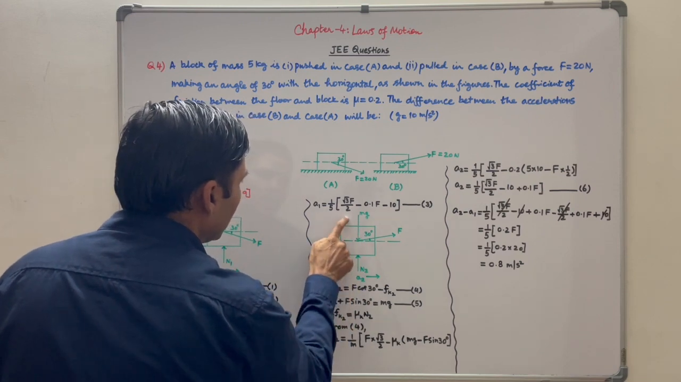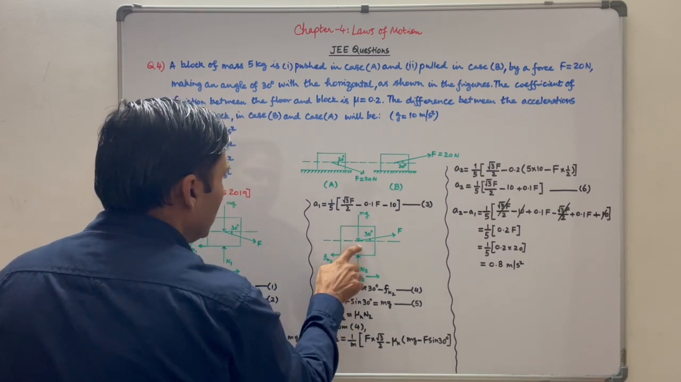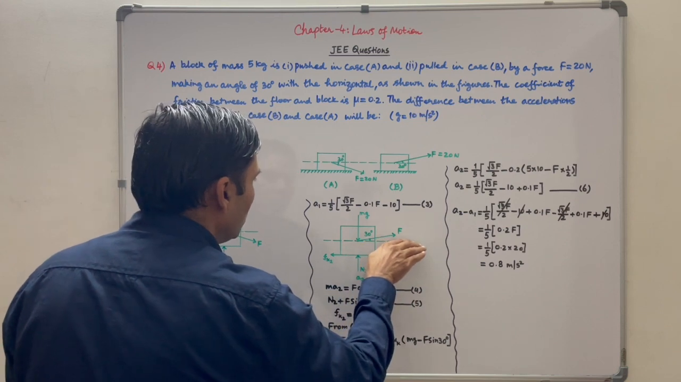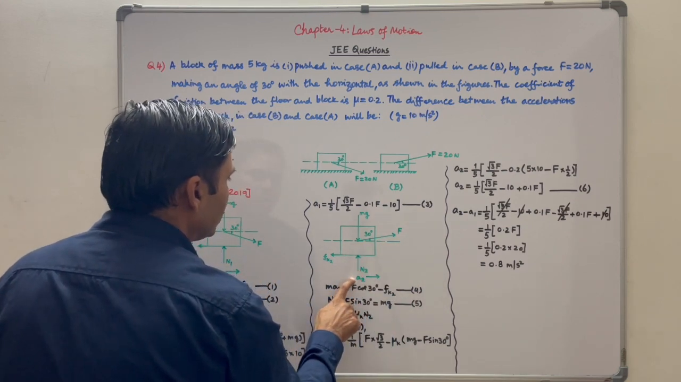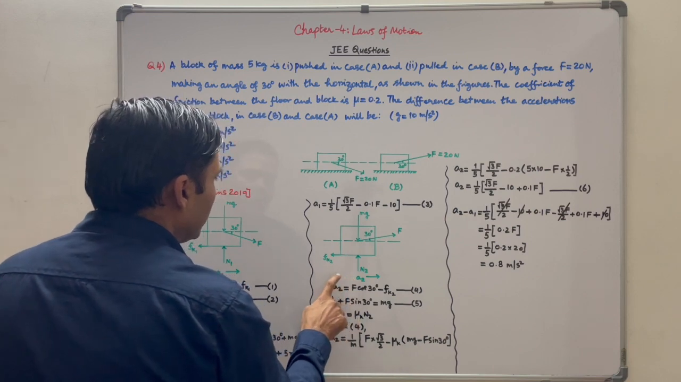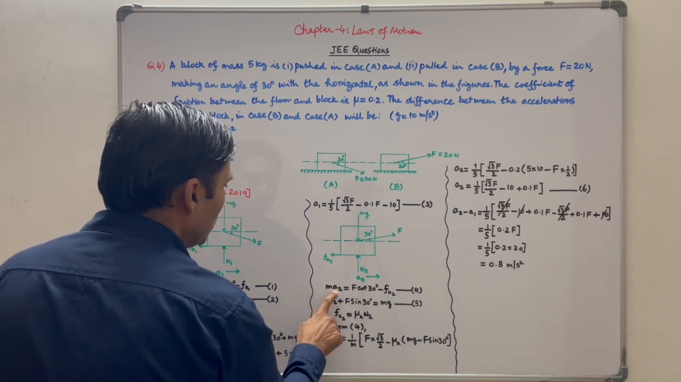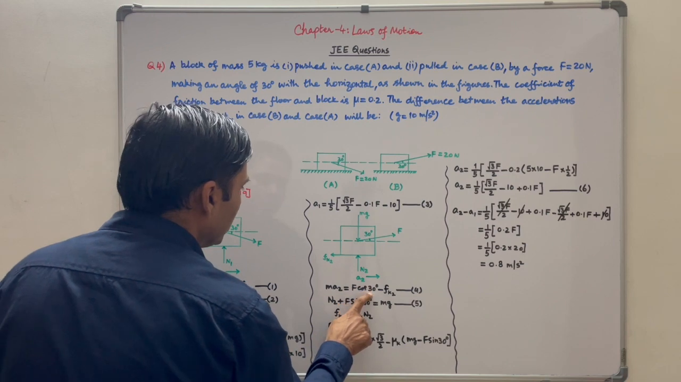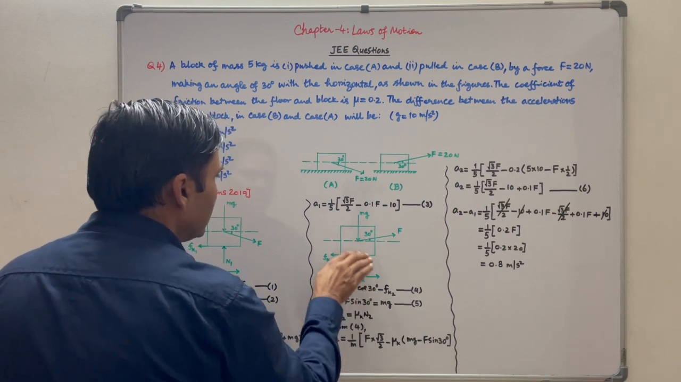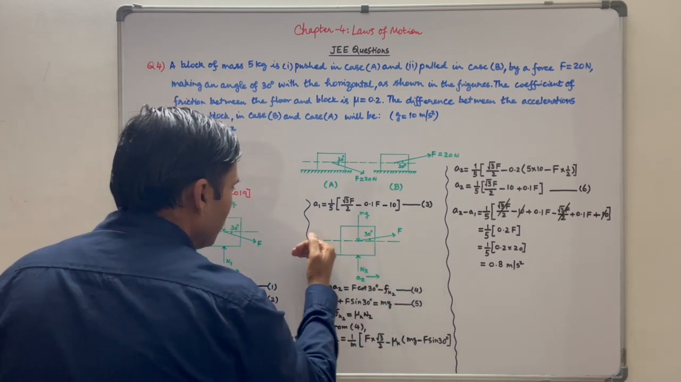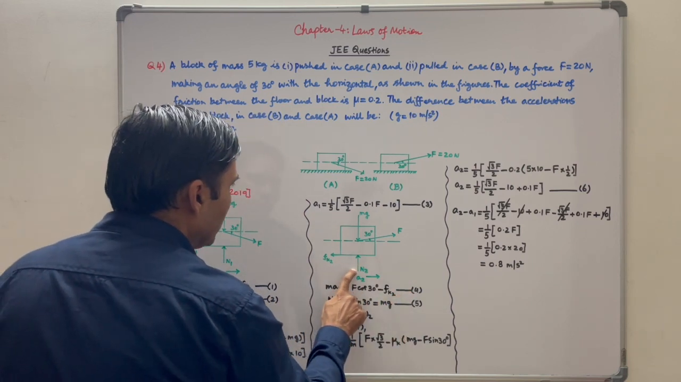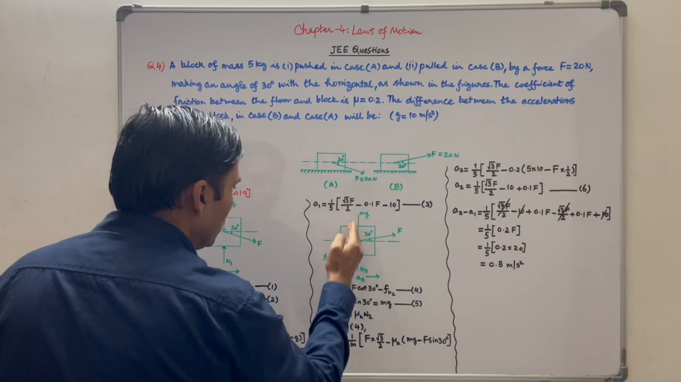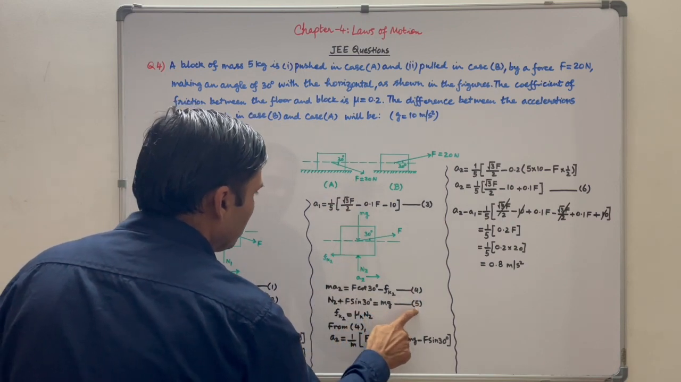Vertical forces will counter each other, and this block will accelerate in forward direction due to net force in forward direction. Let's say acceleration of this block is A2. So we can write equation of motion as m into A2 is equal to net force in forward direction, and that is F cos 30 minus Fk2. This is equation number 4. Also, N2 plus F sin 30 is equal to mg. That is equation number 5.